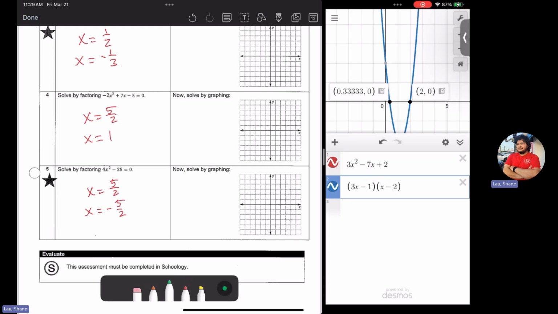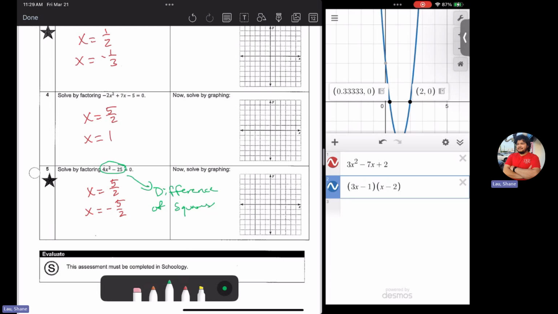Something to keep in mind here is 4x squared minus 25. That is a difference of squares. Okay, so keep in mind that we know how to use difference of squares from our reference sheet. So make sure you're using the reference sheet to the best of your ability.